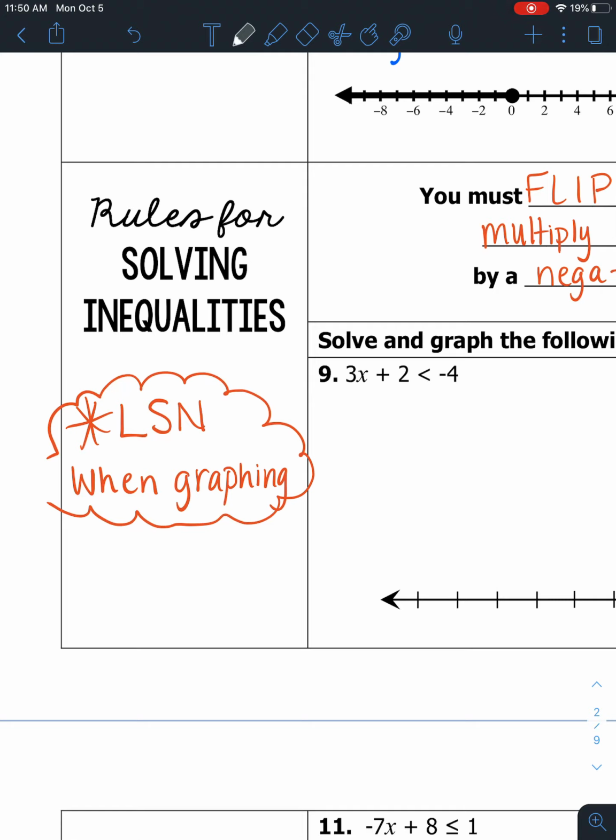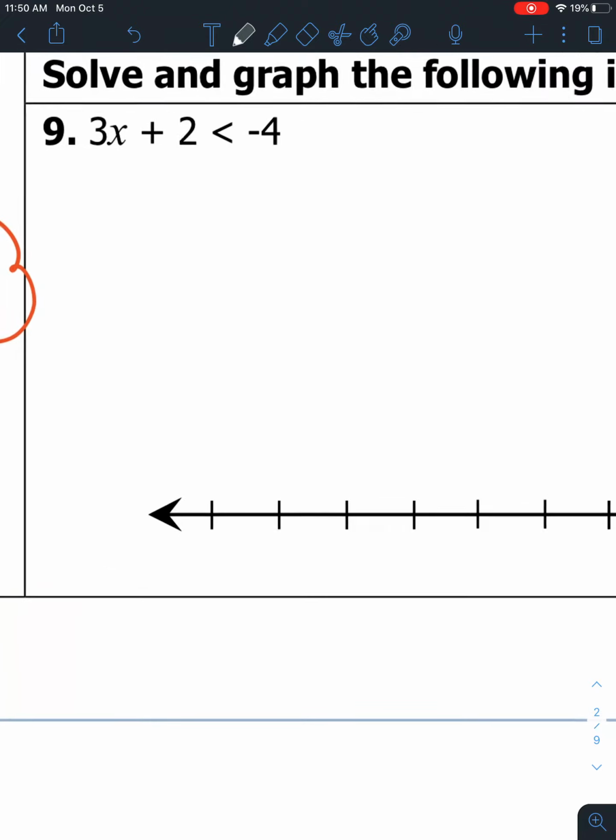One more thing to point out is make sure that it is letter symbol number when you're graphing. If it's not letter symbol number, you got to go in the opposite direction that it's pointing.